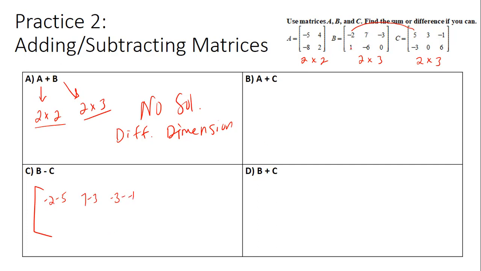Now I'm going to go on to the second row. We have 1 minus -3. We have -6 minus 0. And we have 0 minus 6. So my difference matrix is -7, 4, -2, 4, -6, -6. Doable? All right. 3 minutes of you doing B and D. Go.